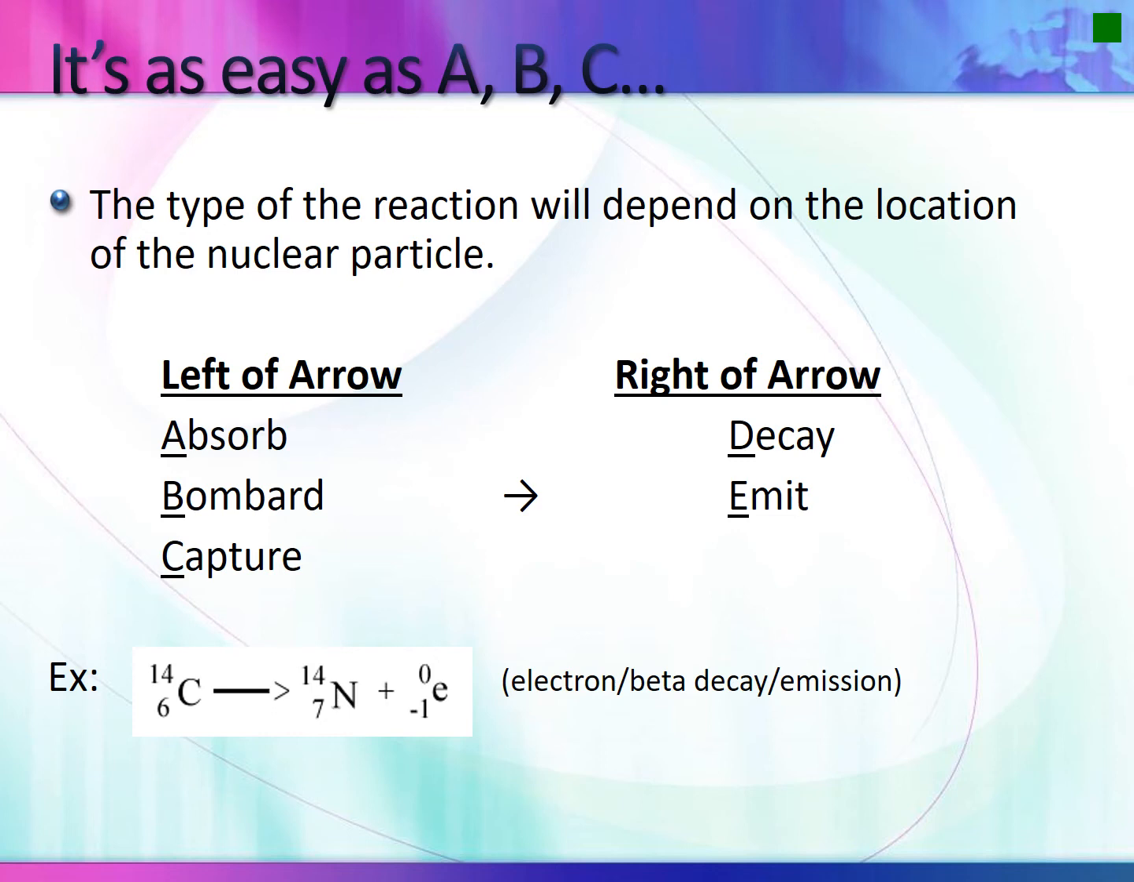What I want you to understand is that you can use these words interchangeably, and these words interchangeably, for this particular class. So if you see a gamma particle on the left-hand side of the arrow, you can say gamma absorption, bombardment, or capture. Don't care which one you choose. If you see it on the right side, you choose decay or emit.